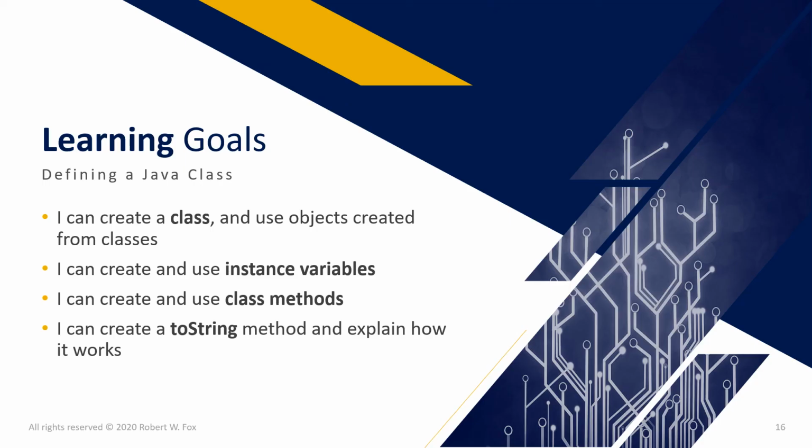There is much, much more to learn about writing classes, but at this point we should have a basic understanding. We should be able to create a class and use objects created from the class. We should be able to create and use instance variables. We can create and use class methods, and we can create a toString method and explain how it works.